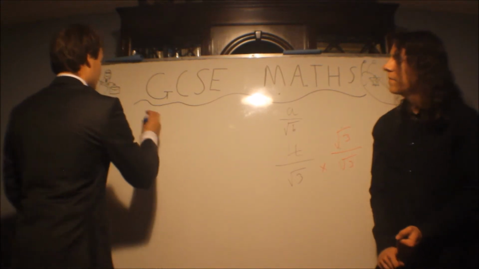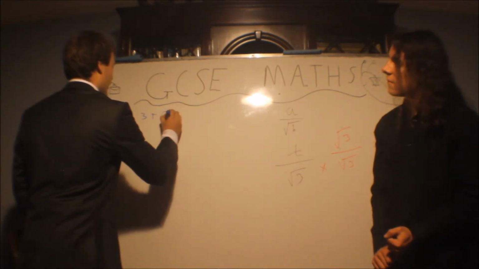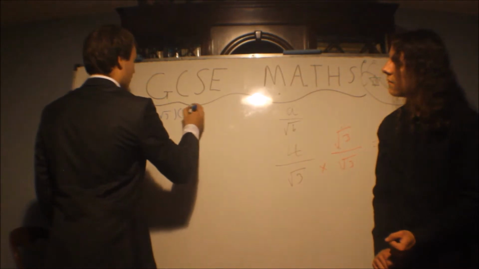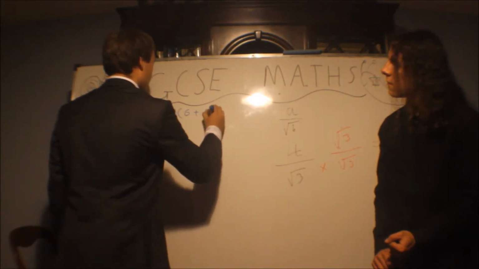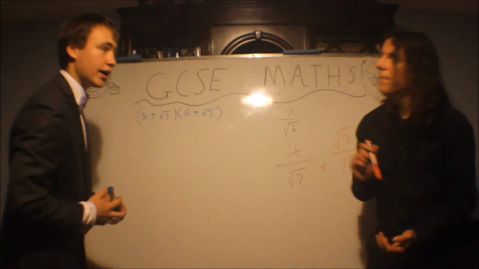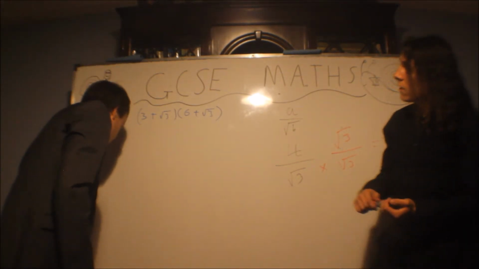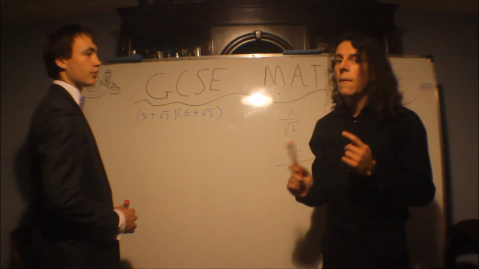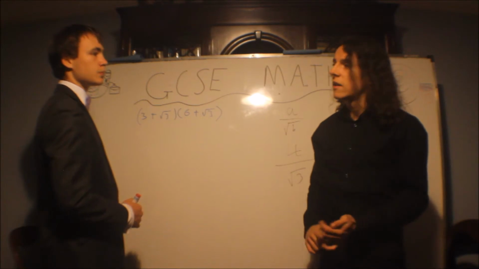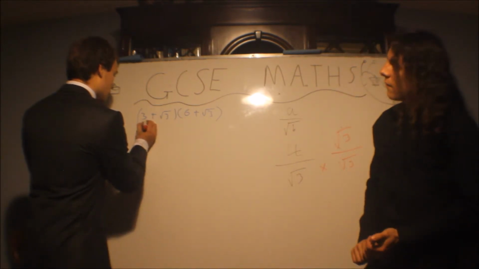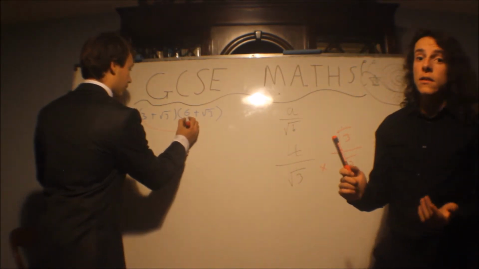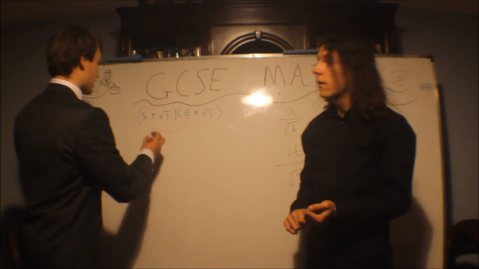3 plus root 3 in brackets, times 6 plus root 3. Expand those brackets. Okay, so we expand them like we expand normal brackets, but because of the surds it gets a bit saucy. First step's nice and easy, it's the first, or you might use FOIL, so first, outer, inner, last.